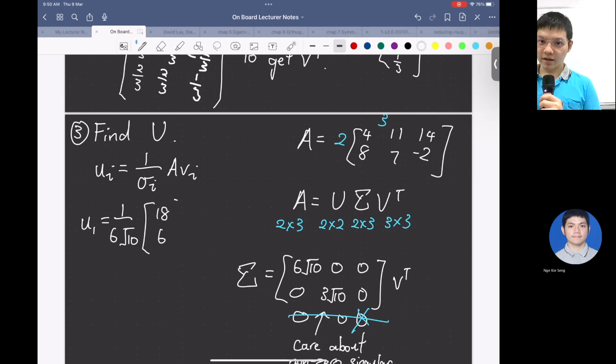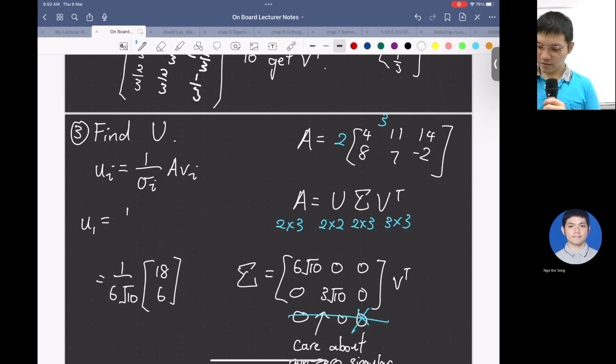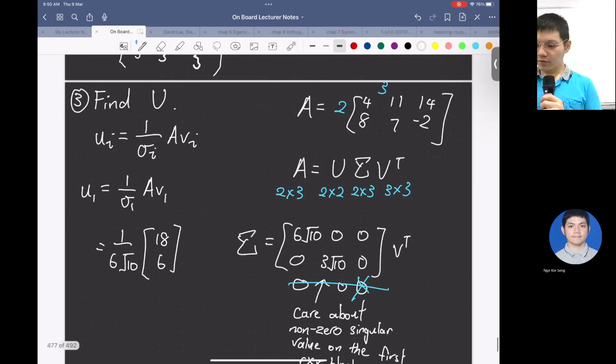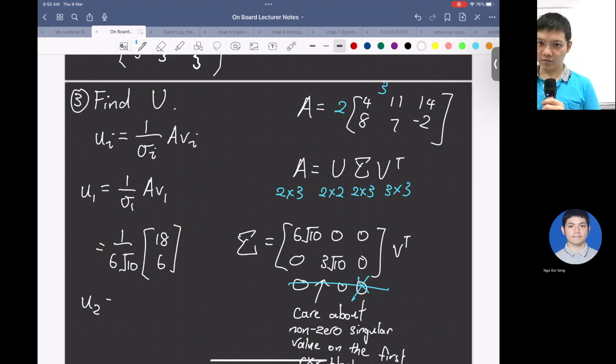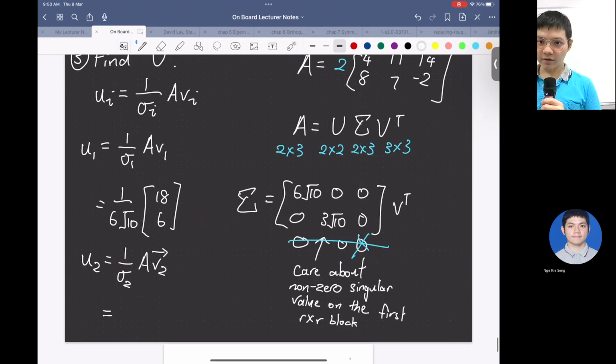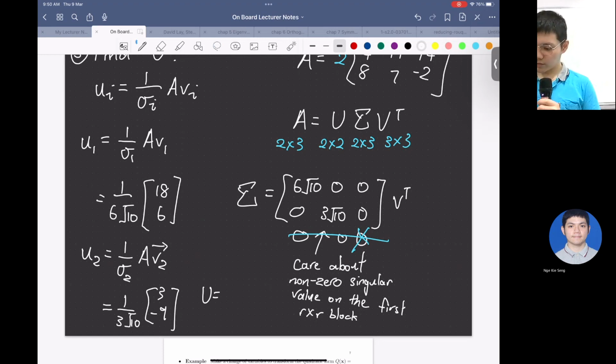Okay, after calculation, maybe I should write a bit longer so that you know what's going on. Sigma 1 AVI. If you do this calculation here, you should get this vector, and then this is your U1. And then similarly, you can get your U2. And then I just write out the final answer. If you arrange this as your U, after simplifying, you will get this number.